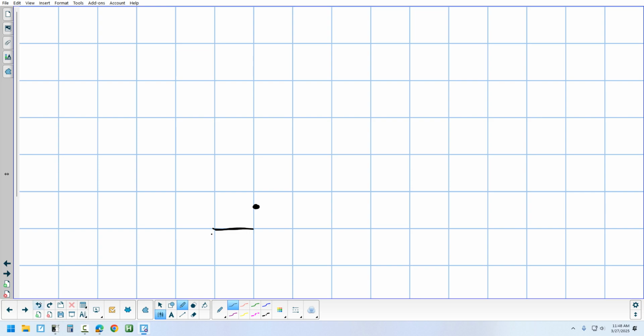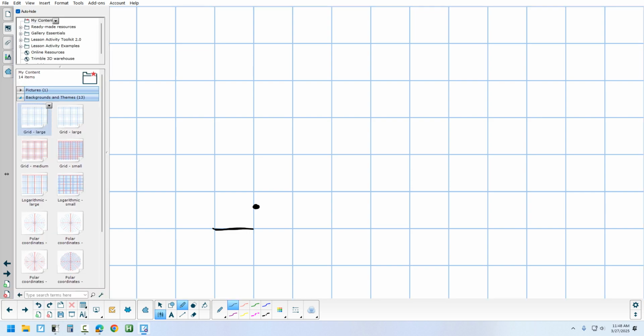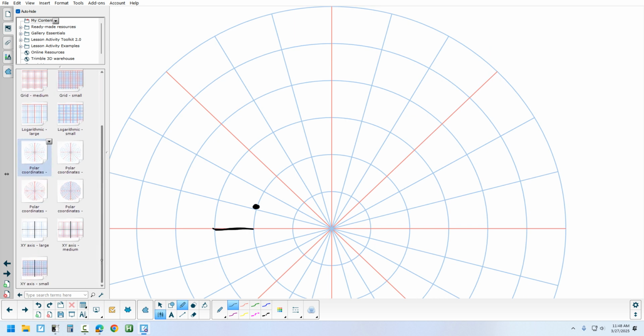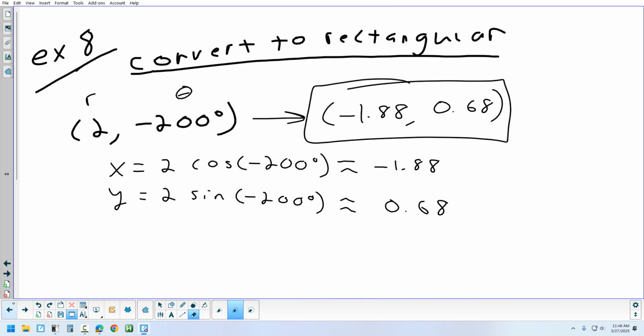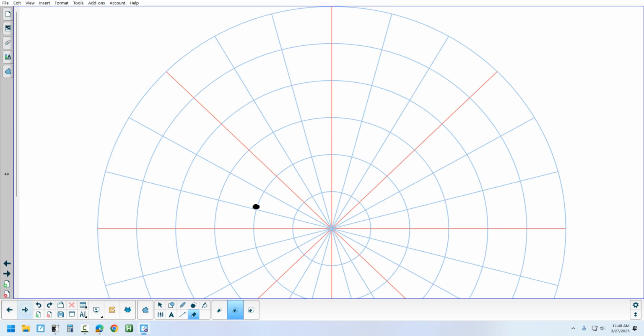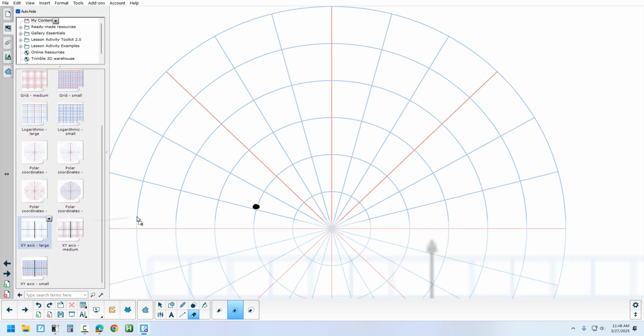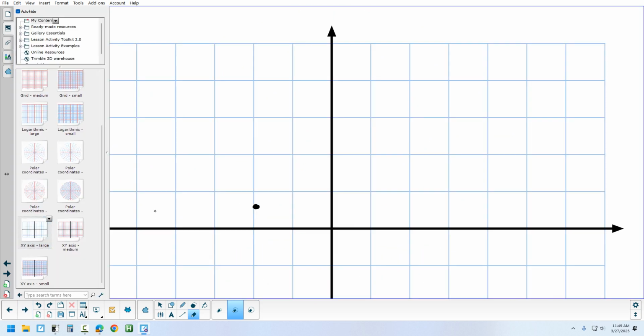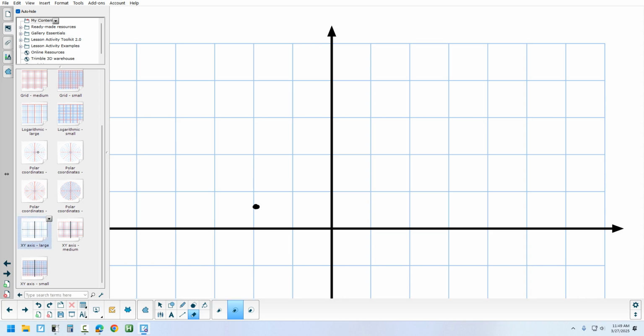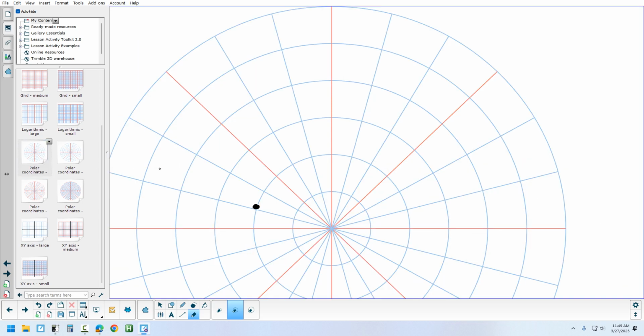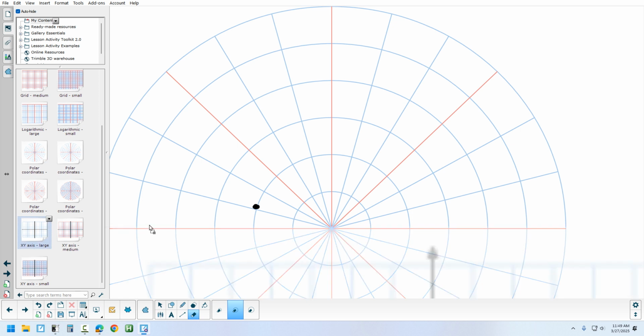So if I drop in a piece of graph paper with a set of axes on it, this point should look like it's at exactly negative 1.88 and then up 0.68. All right, let's try it. Does that look like it's almost 2 units left and a little bit more than half a unit up? Yeah? That's pretty good, huh? So there it is in polar. And now it's in rectangular.